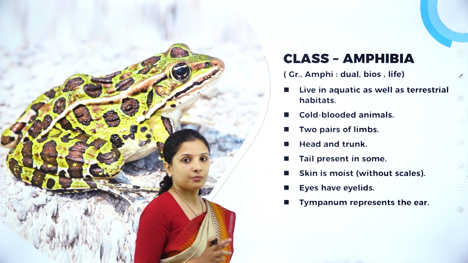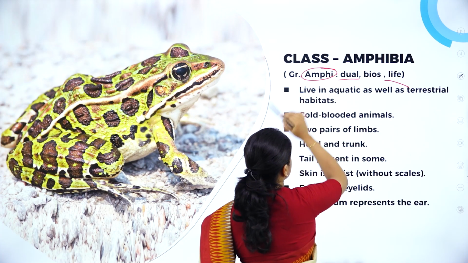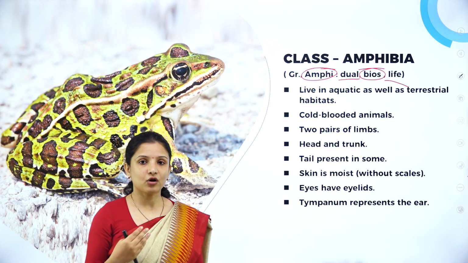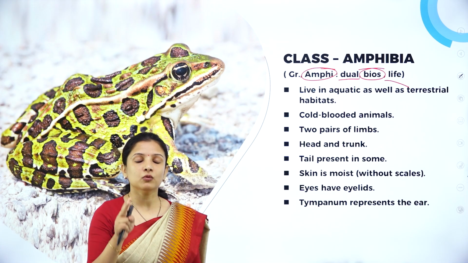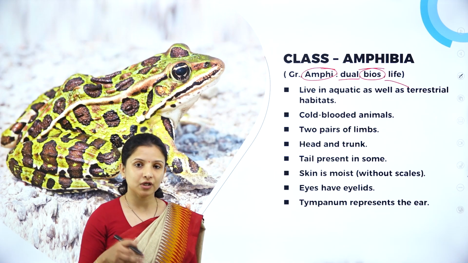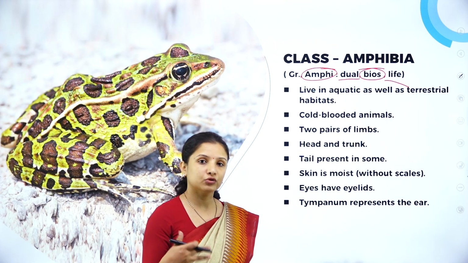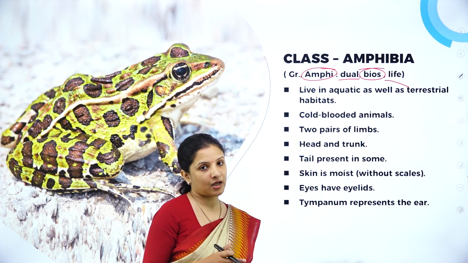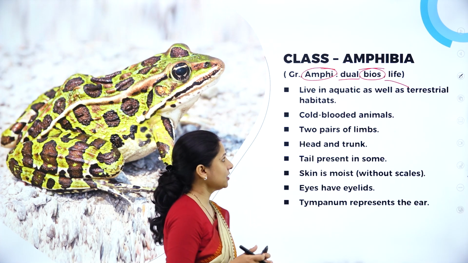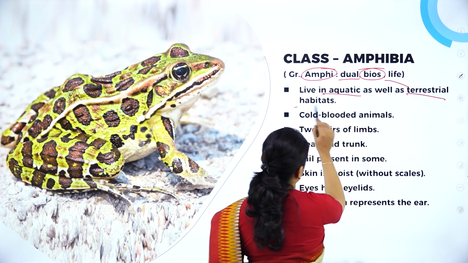This name means dual life, wherein amphi means dual and bios means life. These organisms have two lives: one half they spend in water and the remaining on land. During mating and to lay eggs for reproduction, they move to the water, otherwise they spend their time on land. That is why they are called amphibians, meaning dual life. They live in aquatic as well as terrestrial habitats.